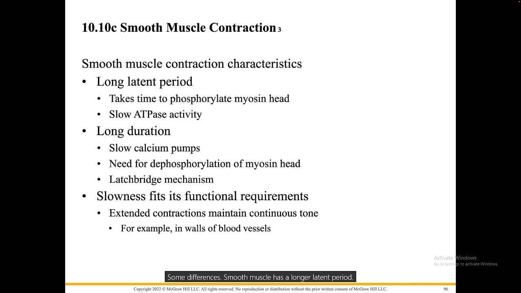Some differences. Smooth muscle has a longer latent period. Remember, that's after the stimulus but before contraction. Smooth muscle contractions do last longer because calcium is better controlled, but mainly because of the latch bridge mechanism. If you know a screen door, and you prop it open and put a little thing beside it to hold that door open, you've created a latch bridge mechanism. Now you don't have to stand there holding the door open. Smooth muscle can do that on its own.